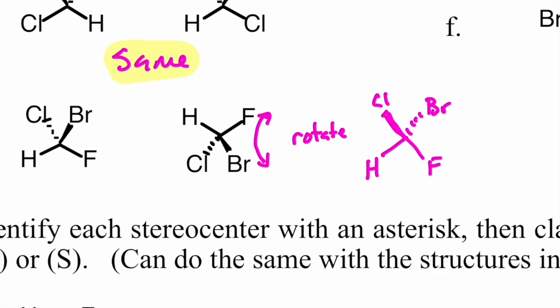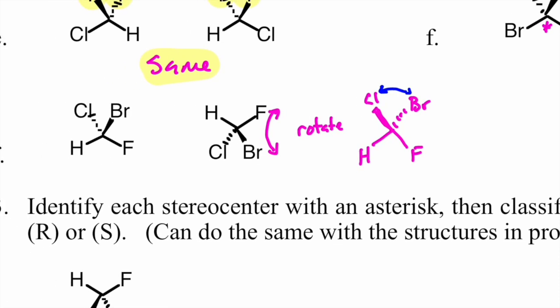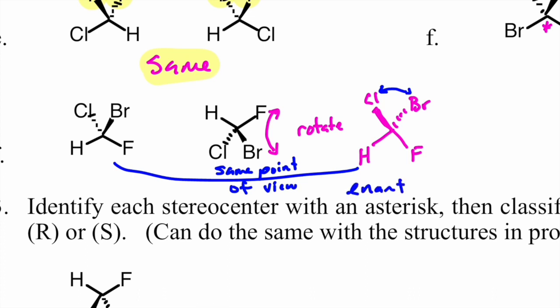So think of it like you're flipping your hand from the back of your hand to the front of your hand. Like you're looking at it like that. So because of that, it looks to me like these 2 flipped. So because of that, we're good to go. So this is what I want. I want the same point of view. Because of that, I only changed one thing. It's an enantiomer.